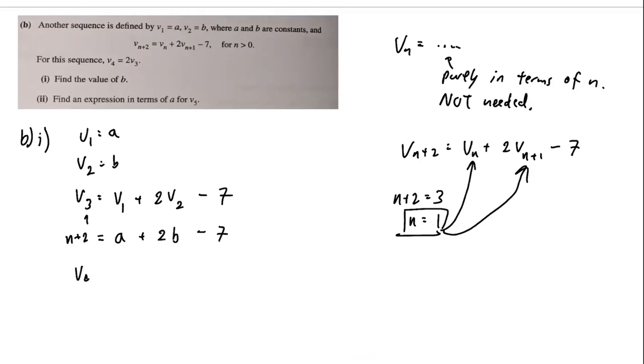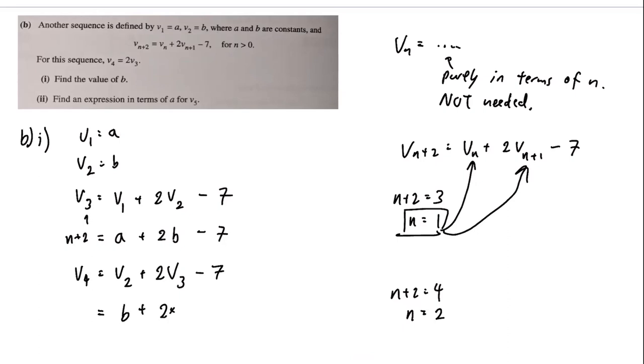How about v4? Why am I interested in v3 and v4 in the first place? Because I have this information here, v4 equals 2 times v3. So I should find out what's v3, find out what's v4, and substitute in. So yeah, that's why I'm finding v3 and v4. How about v4? You just have to, again, do the same procedure. You realize that n plus 2 this time is equal to 4, or you want to force this subscript here to be a 4, which means that n is equal to 4 minus 2, which is 2. If n is equal to 2, we'll end up with v2 plus 2 times v(n+1), which is 2 plus 1, which is 3, minus 7. So what is v2? It's b.